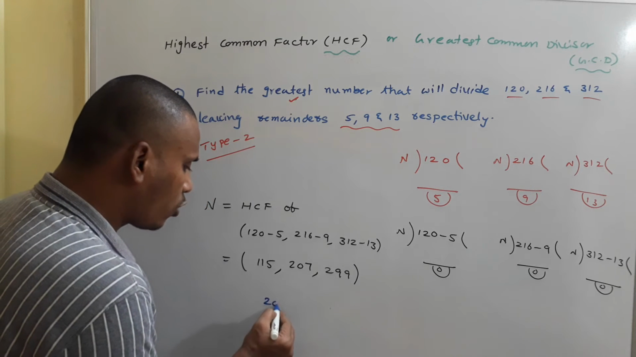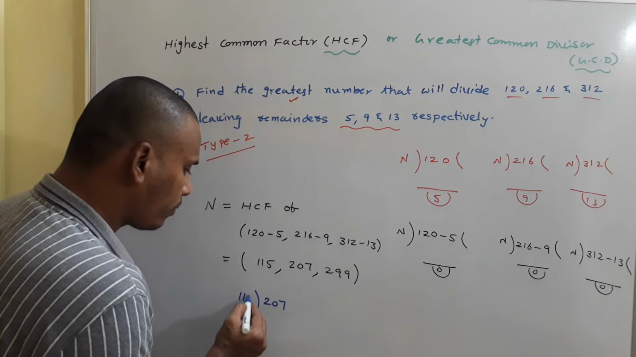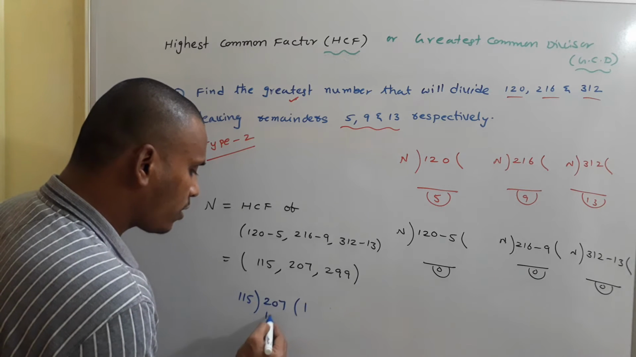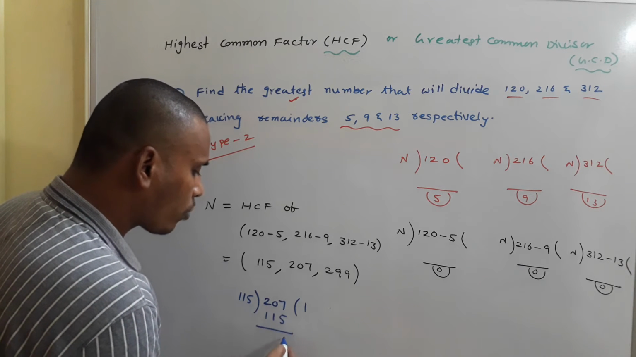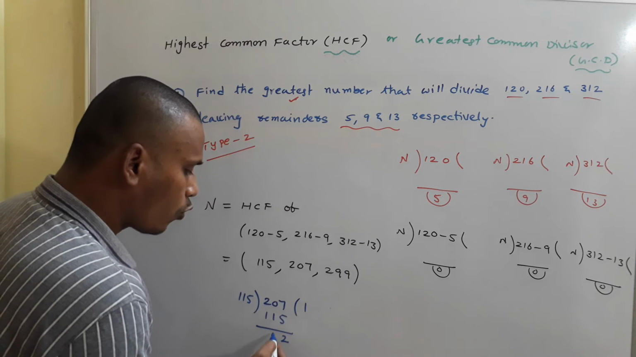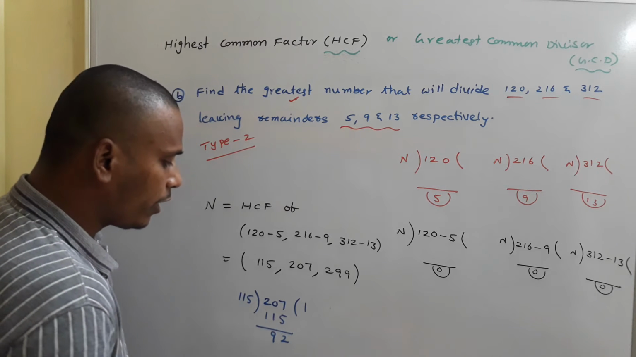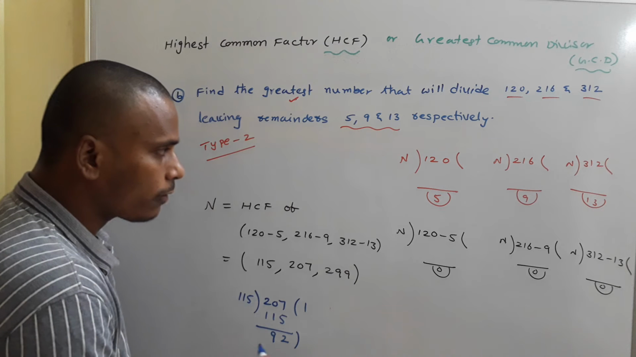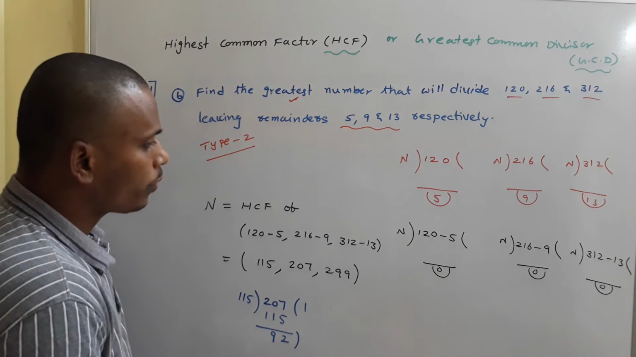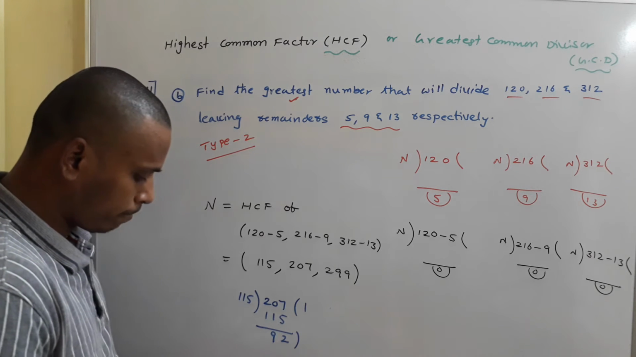You just divide 207 by 115. 115 once is 115, right? And if you subtract, 7 minus 5 is 2, 20 minus 11 is 9, so 92. So now 92 is what? I need some space here to do this.